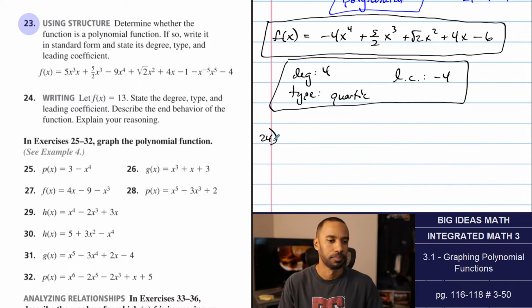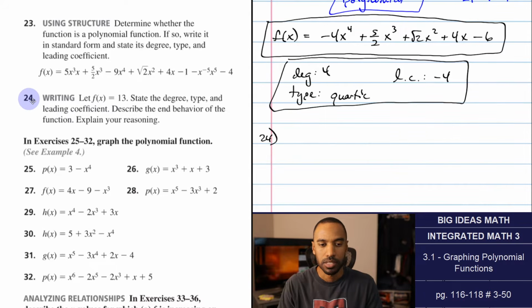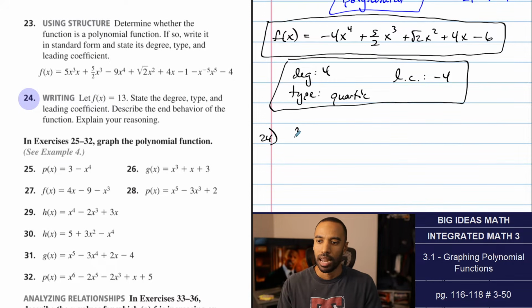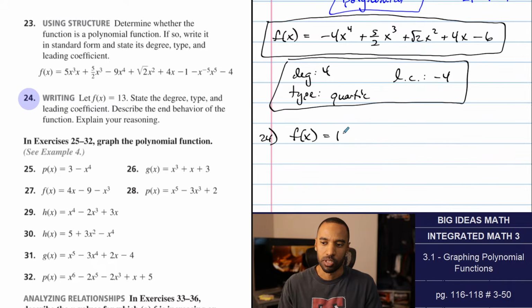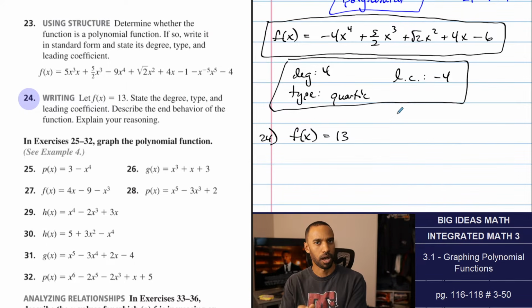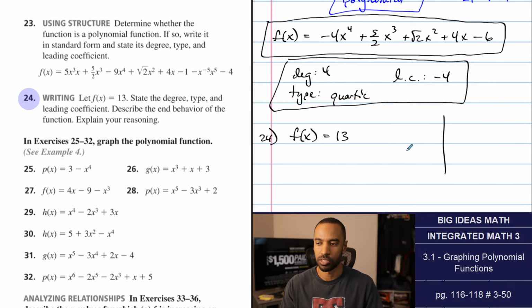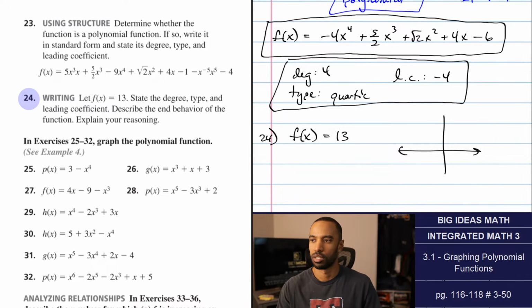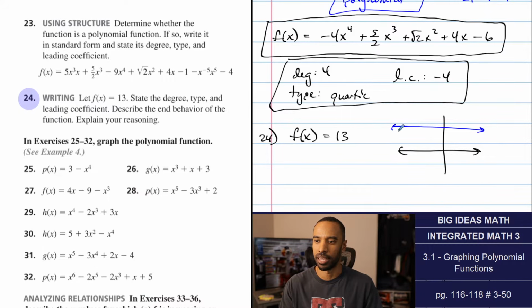Number 24. Let f of x equal 13. State the degree, type, and leading coefficient. Describe the end behavior of the function. Explain your reasoning. Now, f of x equals 13. Remember, that means y equals 13, right? That's a constant polynomial. It's a constant. So that means it's a horizontal line like that, 13, crossing at 13.